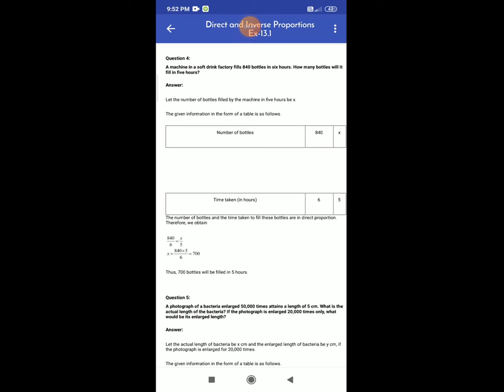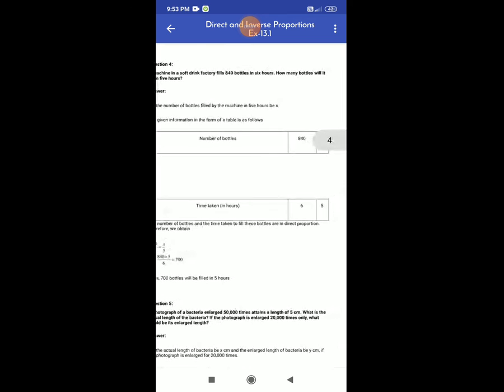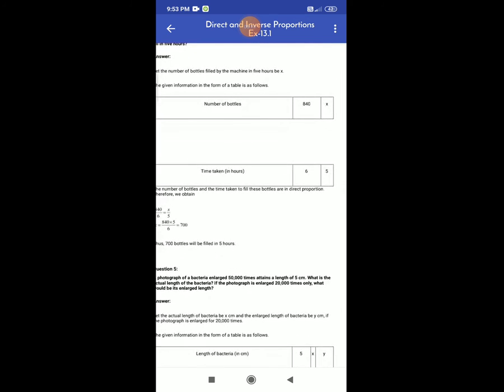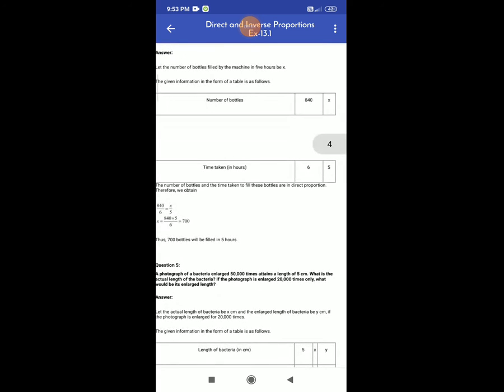Question number 4. A machine in a soft drink factory fills 840 bottles in 6 hours. How many bottles will it fill in 5 hours? So let the number of bottles filled by the machine in 5 hours be x, and the given information in the form of the table is as follows. Number of bottles is 840 and x respectively, and time taken in hours 6 and 5 respectively.